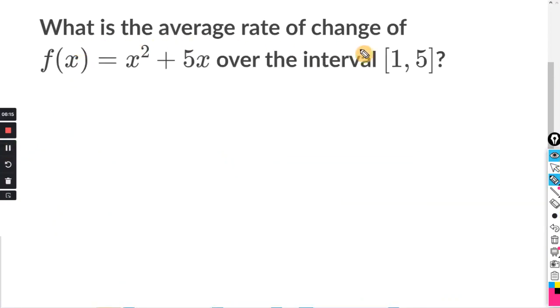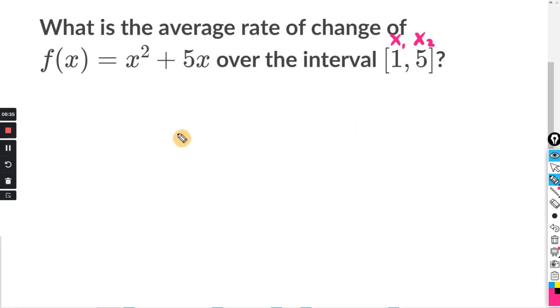What is the average rate of change of f of x equals x squared plus 5x over this interval? Okay, this is the interval for the x values. All right, this is not x comma y. These are the x values. So you can call this one x2. You can call this one x1.